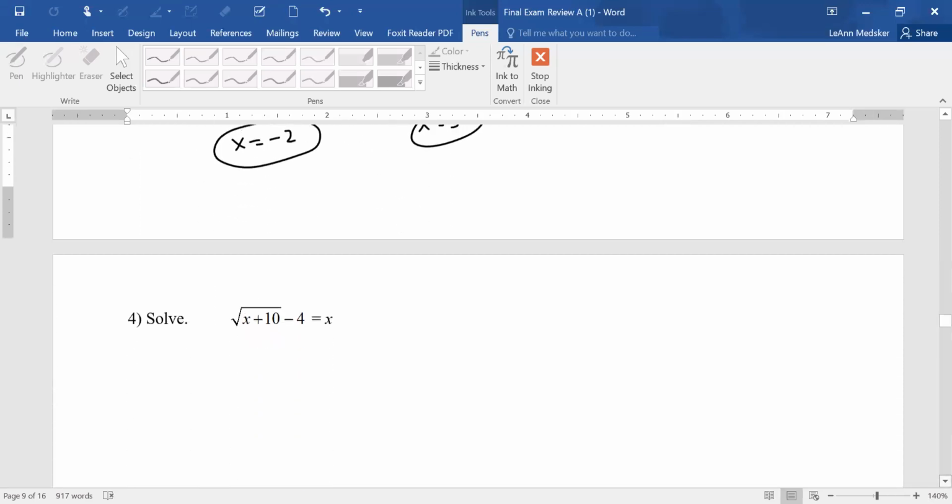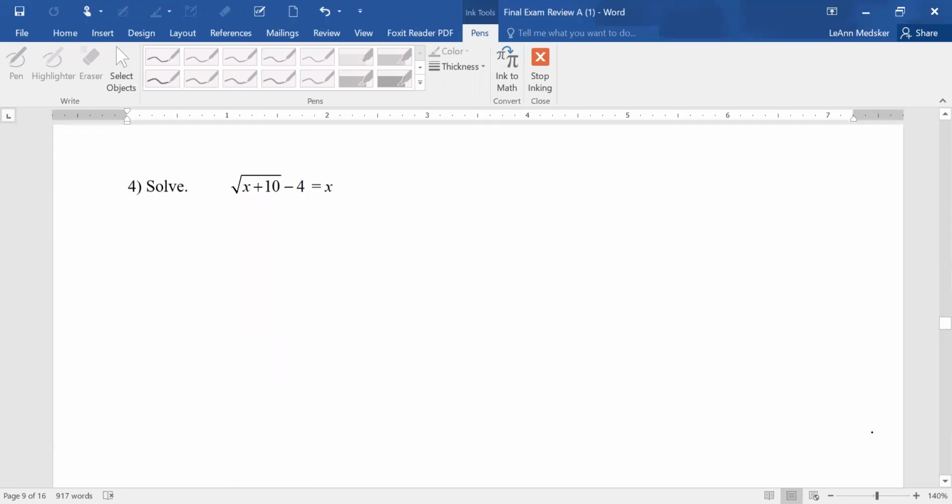For number 4, we're trying to solve a radical equation. So same idea, we want to make sure that we isolate the radical first by adding over the 4. And to get rid of a square root, we will square both sides. Now on the left side, that just leaves you with x plus 10.